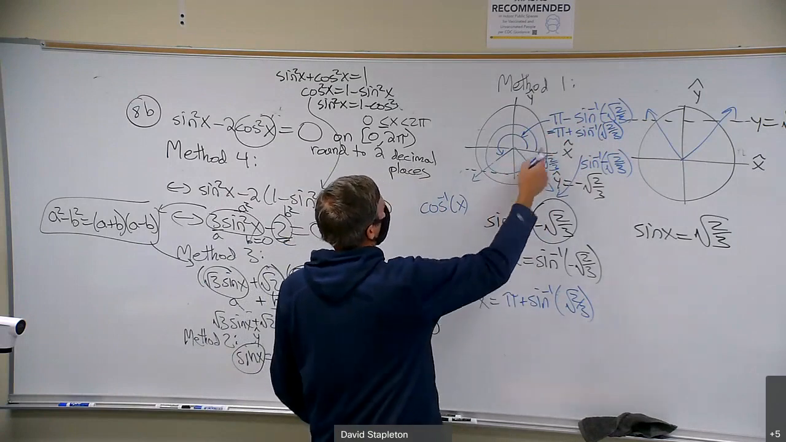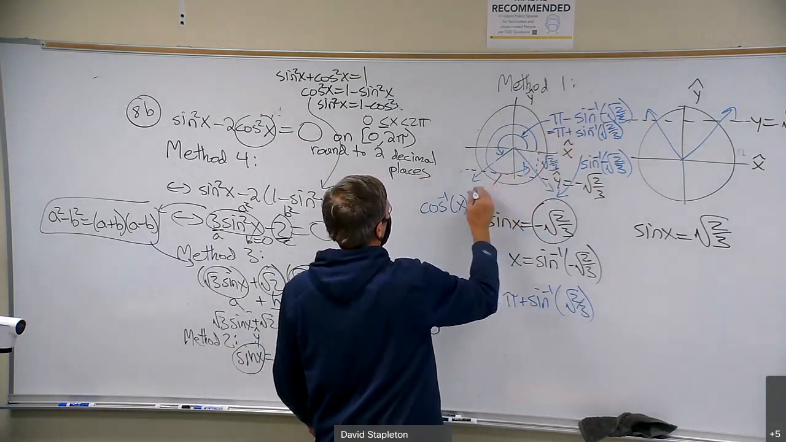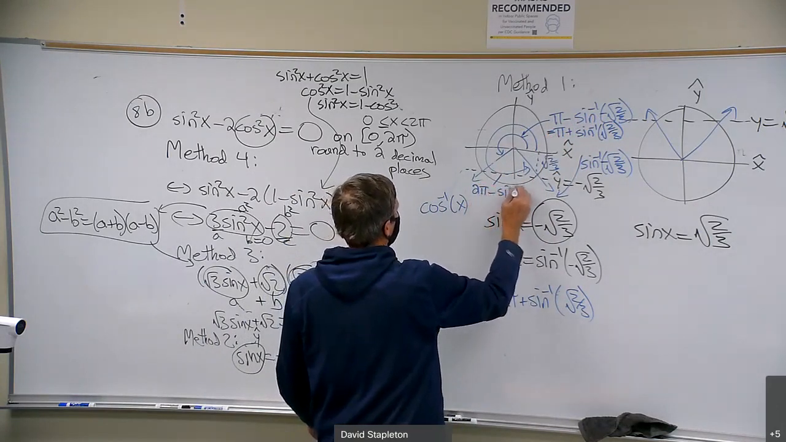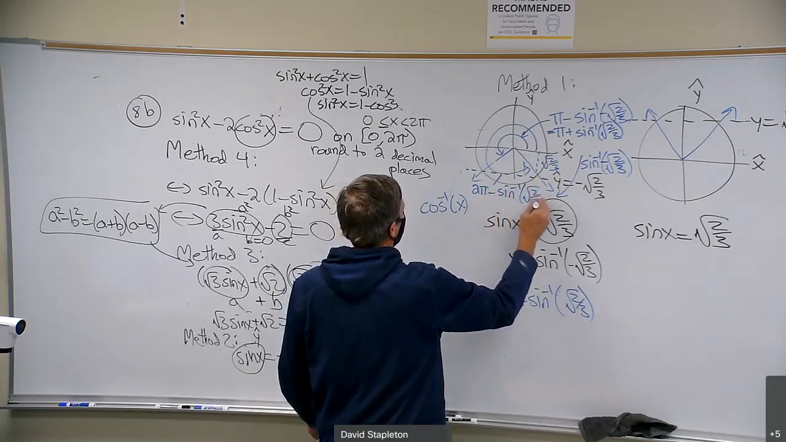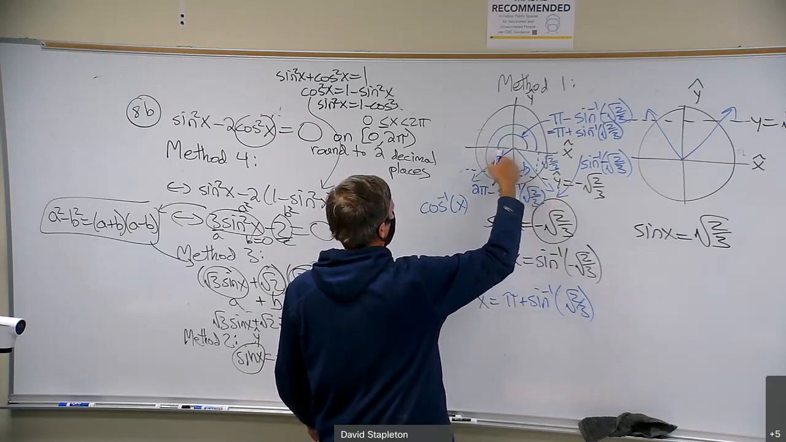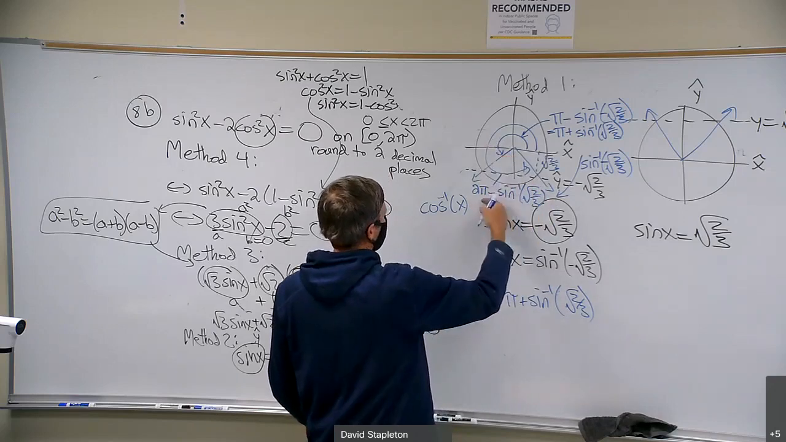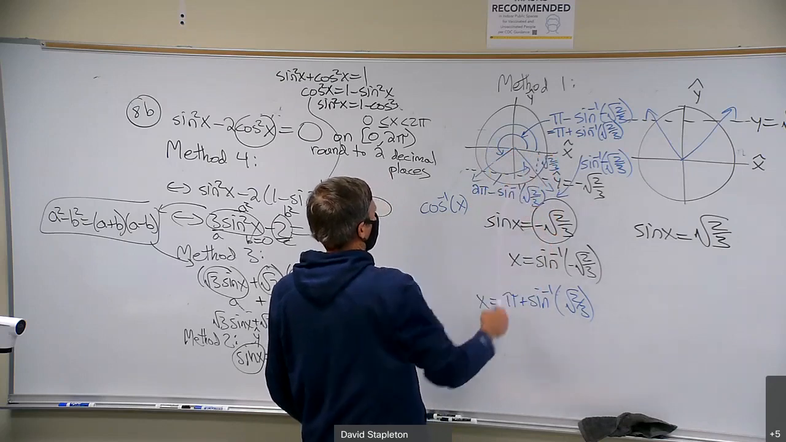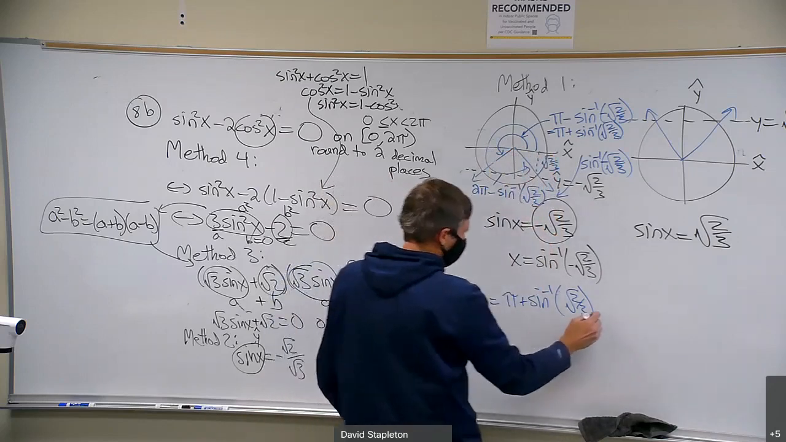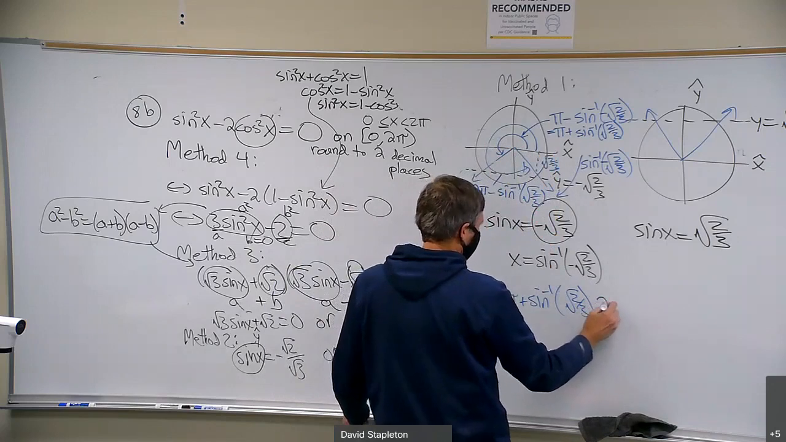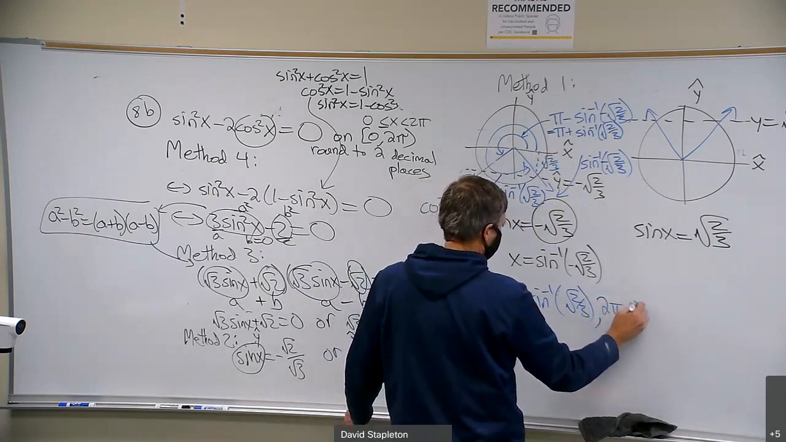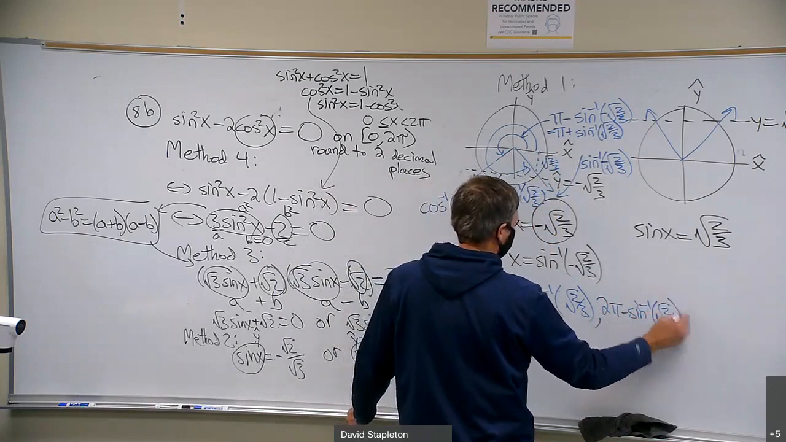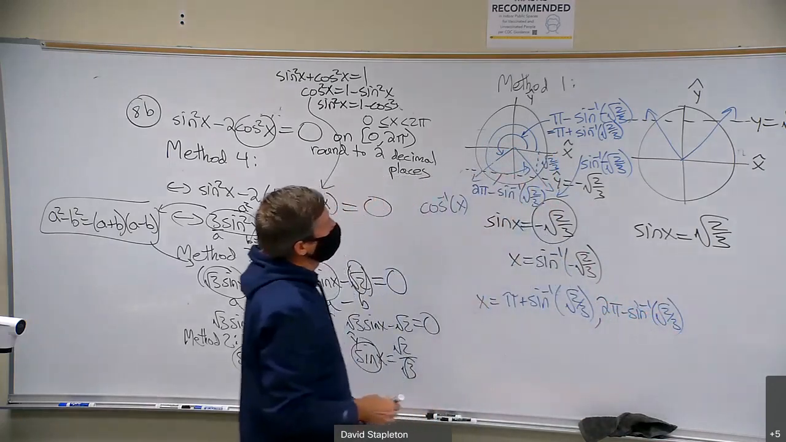Now, what's this one? I can say this one is 2 pi minus the arcsine of minus square root 2/3, or I can say it's 2 pi minus the arcsine of plus square root 2/3. I recognize that this angle here is arcsine of plus square root 2/3, so I can just subtract that from 2 pi. So the other angle here is 2 pi less arcsine square root 2/3. Those are the two solutions on this unit circle.